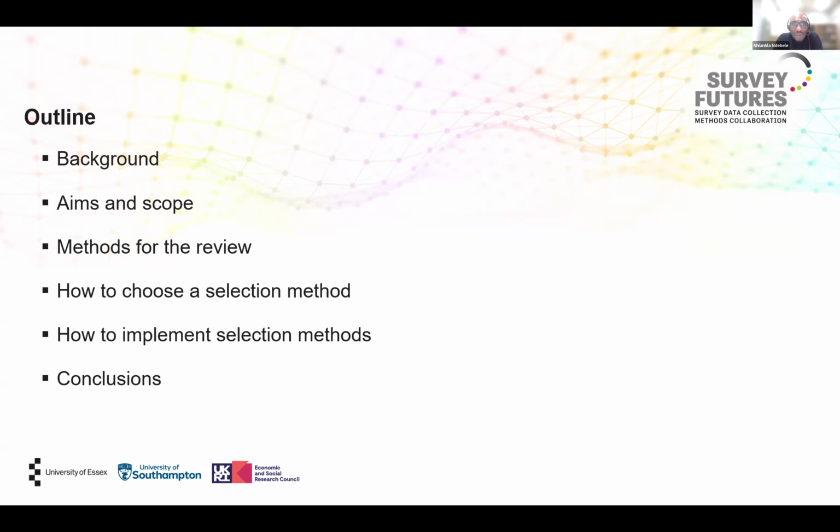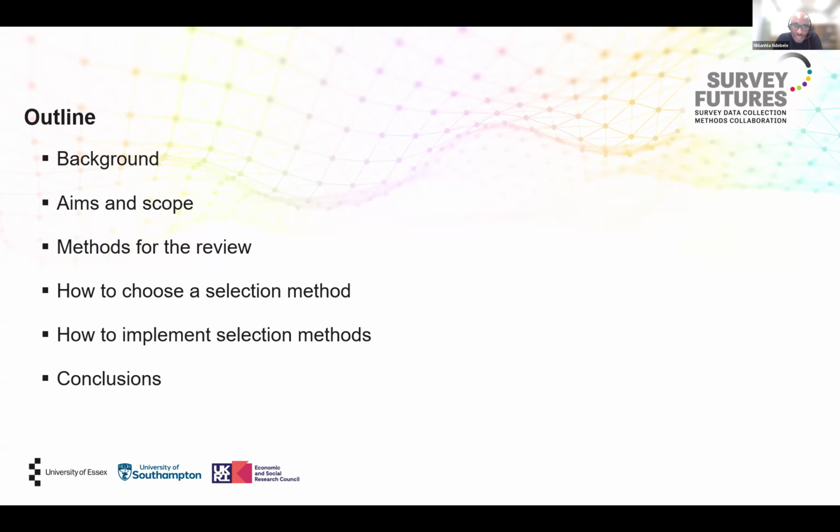Now, this is the outline of what I'm going to talk about today. So a bit of a background really is about the transitioning from face-to-face, from interviewer-led data completion to self-completion. And then look at the aims and scope. So the aims really are for the whole project in some ways that looks at the review of the evidence that we looked at, and also how we're developing some of the findings, also how we're developing the practice guides that we are going to talk about.